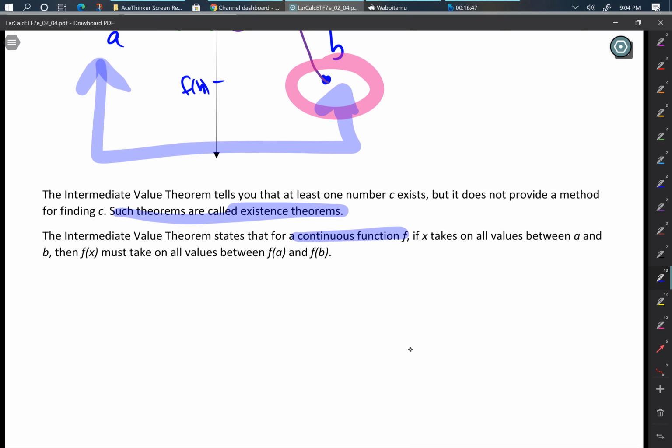All right, this is the end of section 2.4. The next video will be section 2.5.